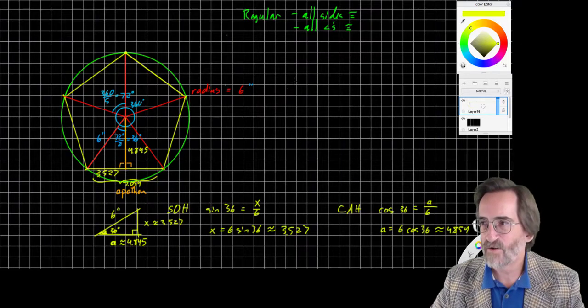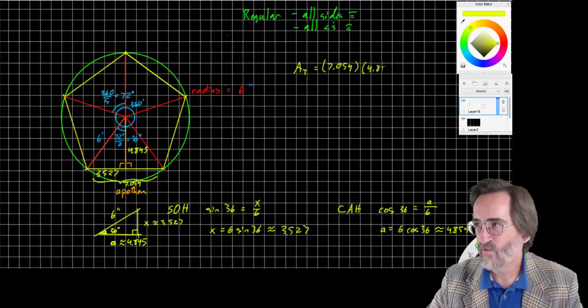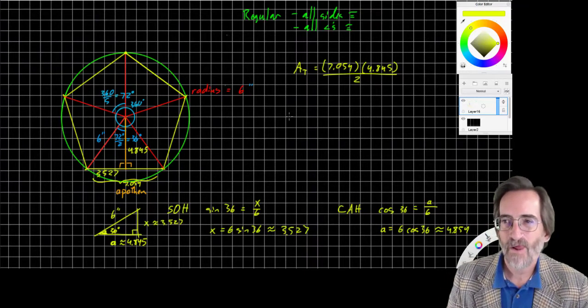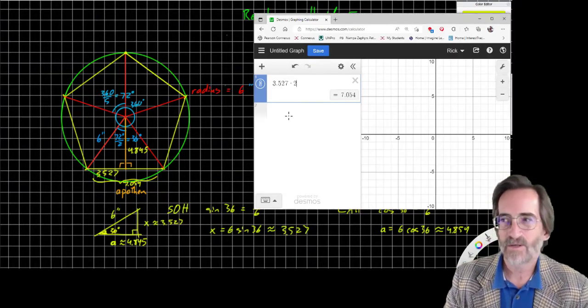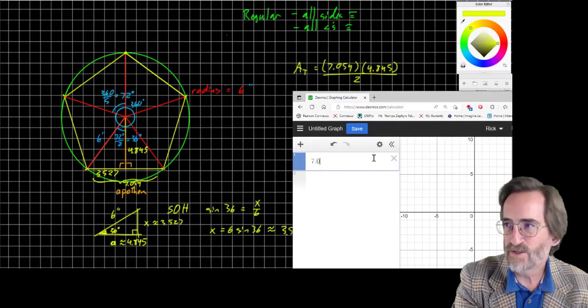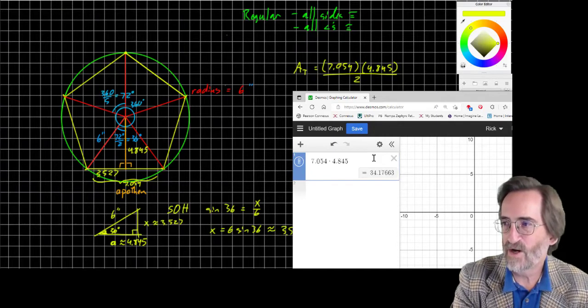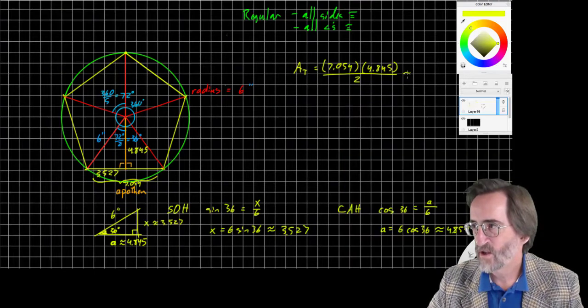So we can find the area of the triangle as base, 7.054, times height, 4.854, divided by 2. And that's one triangle. Once we've found that, I'm going to go ahead and crunch that here. 7.054 times 4.854, all divided by 2, is 17.088. That's the area of a triangle.